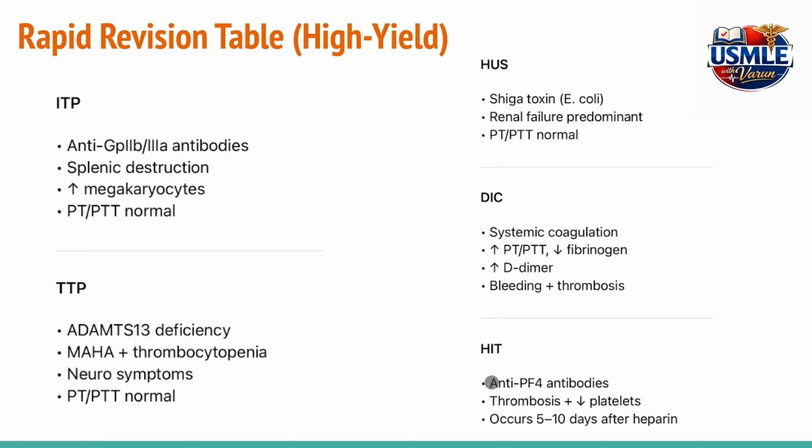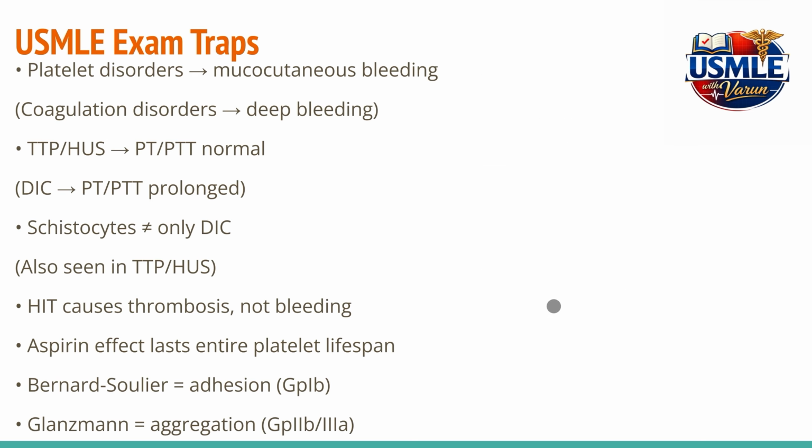Heparin-induced thrombocytopenia, or HIT, involves anti-platelet factor 4 antibodies, and this can cause thrombosis. And this occurs 5 to 10 days after heparin usage. Well, let's go through the key exam traps on the USMLE. Platelet disorders cause mucocutaneous bleeding, whereas coagulation disorders cause deep bleeding like hemarthrosis, as we have already discussed. TTP and HUS have normal PT and PTT, while DIC has prolonged PT and prolonged PTT.